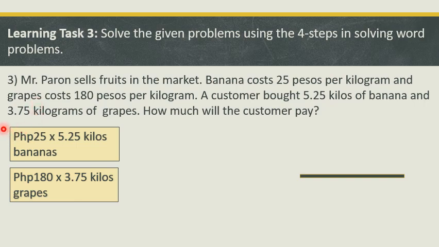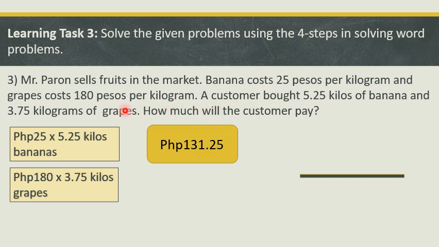So, magkano daw po ang banana per kilo? So, 25 pesos. Tapos, bumili siya ng 5.25 kilos of banana. So, magkano lahat yung binayaran niya? So, multiply natin, ang makukuha natin dyan is 131 pesos and 25 centavos.